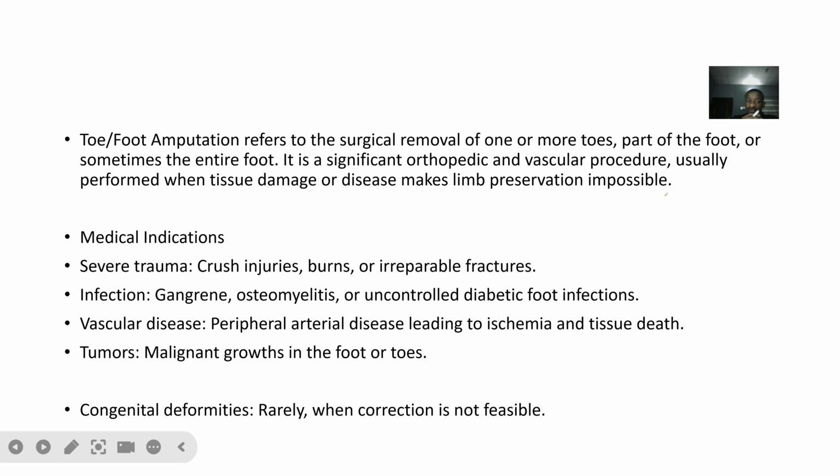So, medical indications. When will you actually want to do this type of surgery? If the person has had a crush injury, a burn, or a fracture that has not been repairing, the tissues there over time are decaying: necrosis, gangrene. Also infections like gangrene, osteomyelitis, and diabetic foot ulcers or diabetic foot infections that cannot be controlled. You might just want to cut it out, because if you don't, it will spread to other parts. So vascular disease too, and also tumors, congenital deformities.